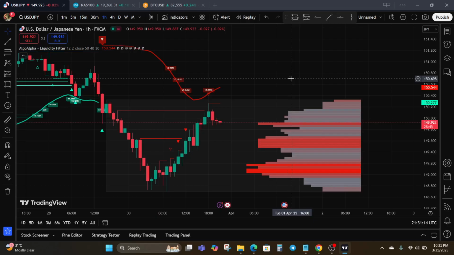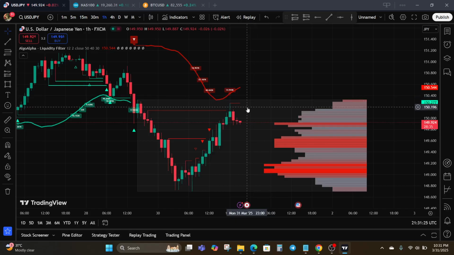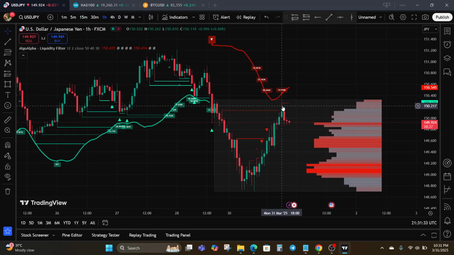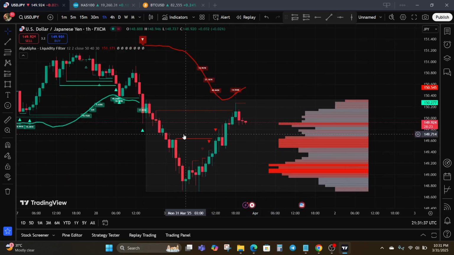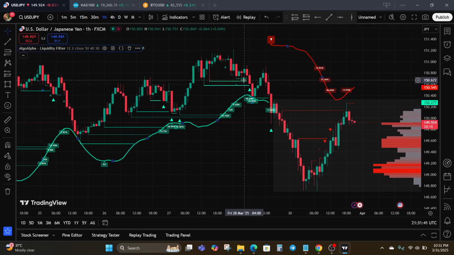Now, how do you use this indicator for better trades? One is to identify liquidity zones. The indicator highlights areas where price is likely to sweep liquidity. You can see these zones, these levels.